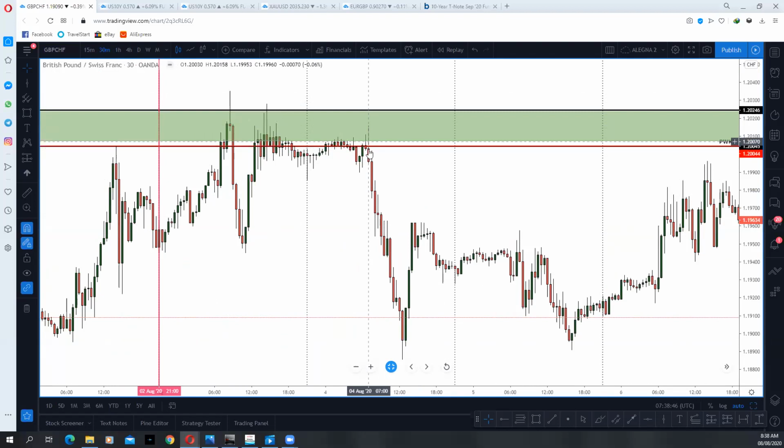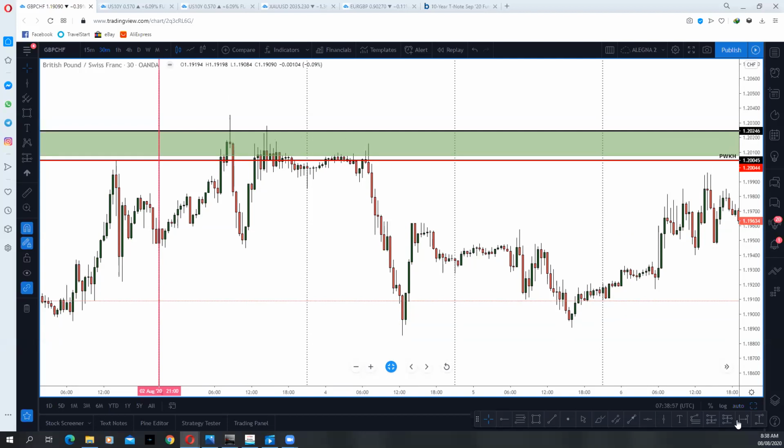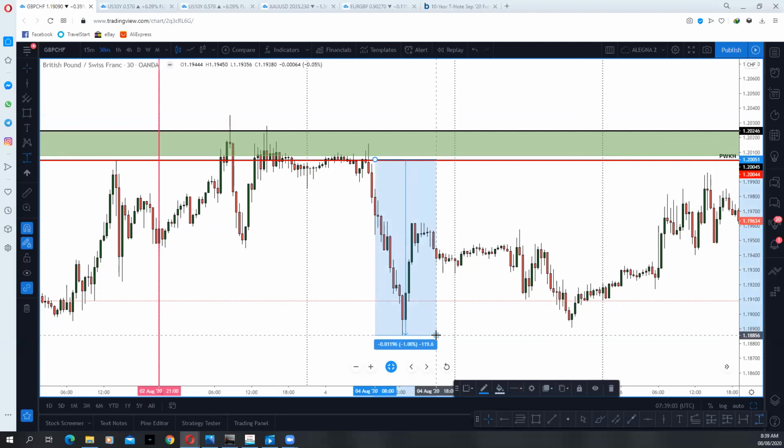Then on Tuesday, do you see this drop? Sometimes the first drop pays better, sometimes the second drop. If you look at this, the drop from this point to this point was 119 pips on this pair. So now let me look for another pair.